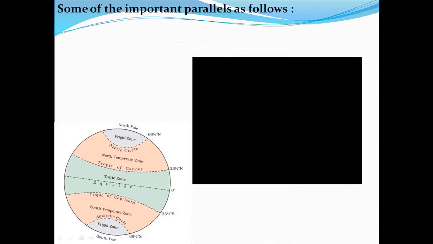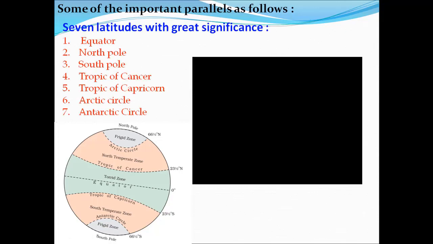Among all the latitudes, there are some important parallels that we'll learn: 7 latitudes with great significance: the equator, North Pole, South Pole, Tropic of Cancer, Tropic of Capricorn, Arctic Circle, and Antarctic Circle. As you can see, this diagram is very important. This diagram represents all the heat zones. All these heat zones have been demarcated by one important latitude. As you can see, the equator is in the torrid zone. It is between the Tropic of Cancer and Capricorn. The Tropic of Cancer is 23 degrees 30 minutes north. The Tropic of Capricorn is 23 degrees 30 minutes south. So this zone is also called the ITCZ.